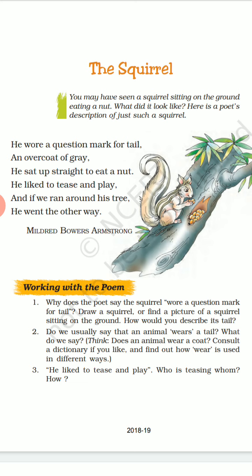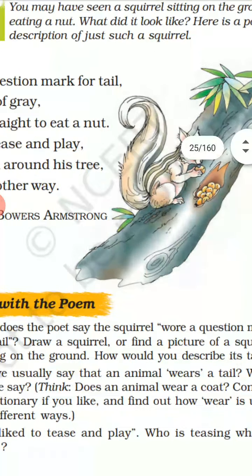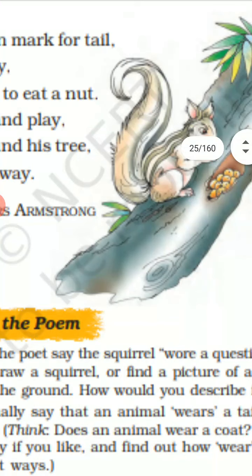So in the first line, the poet says that the squirrel's tail is like a question mark because its tail rolls about like a question mark, or its tail is raised upwards with a tip pointing downwards. And so by seeing it, it looks like a question mark. You can see the picture here. You might have also seen it in reality. See the squirrel's tail, it's like a question mark, right?